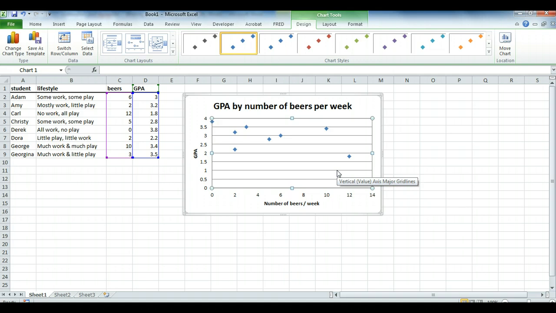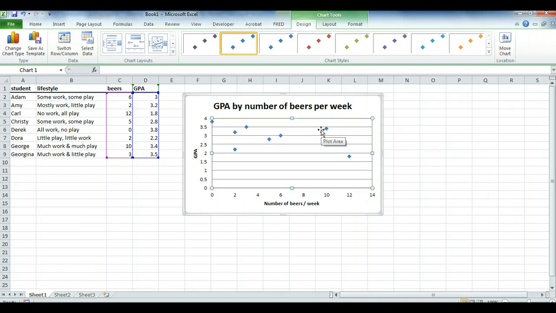Okay? If somehow, in some freak way, beer caused people to earn better grades, we'd have the opposite, and we'd have diamonds in this corner representing the people who are drinking very little at a low GPA, and then we'd have diamonds clustered over here, indicating people who drank a lot and had a high GPA.